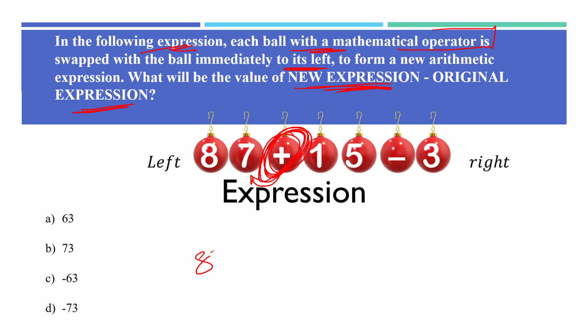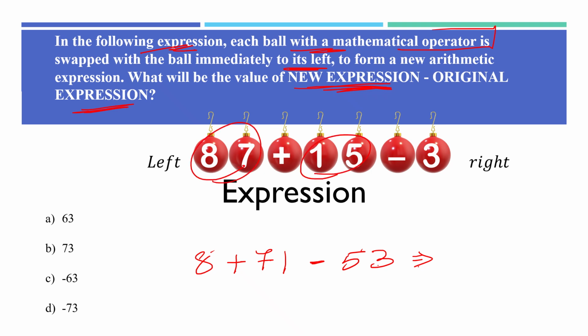It gets swapped with 7. So it's plus 7, 1. There is an operator here that gets swapped with 5. So it's minus 5, 3. This is the new expression, and here we have the old expression. Let's find the value of the expression. Here we have 87 plus 15 minus 3.